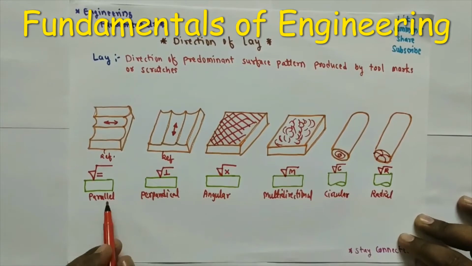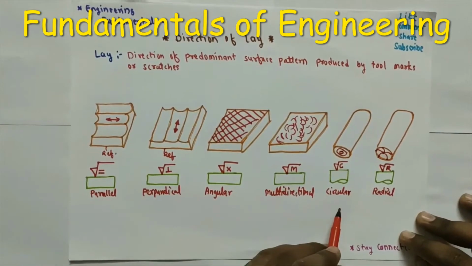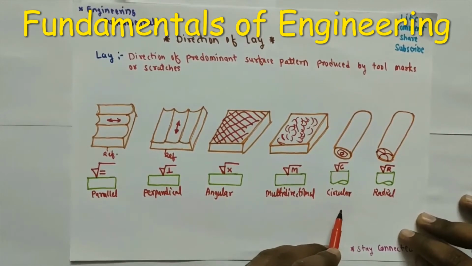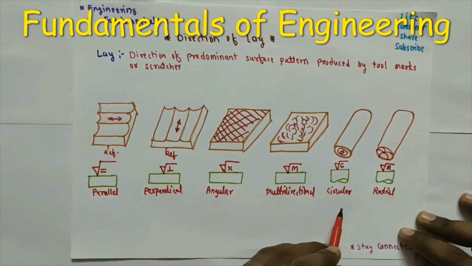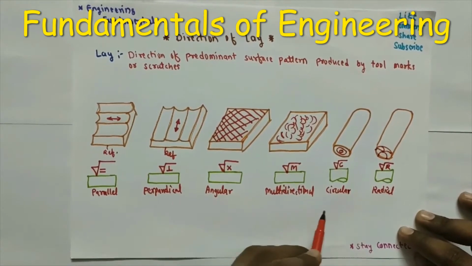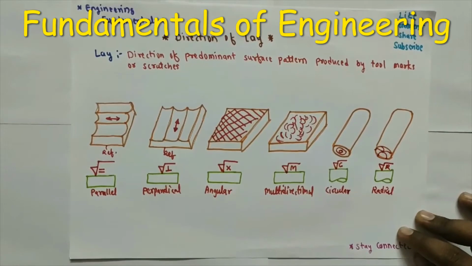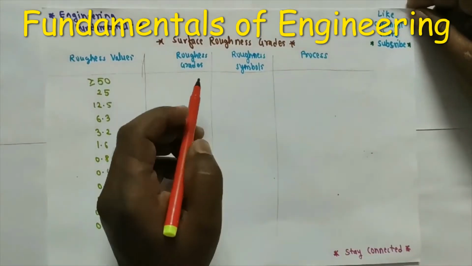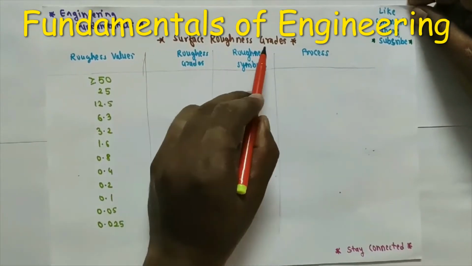So these are some types of direction of lay which we get when we do different types of operations. For each operation we get different types of lay directions. Now the surface roughness grades.